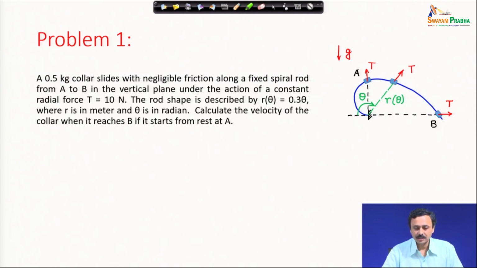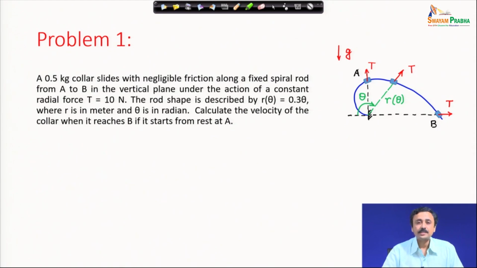The rod shape is described by r of theta. I have shown how this r is defined as a function of theta and where theta is being measured from. r of theta is given by 0.3 times theta, where r is in meter and theta is in radian. Calculate the velocity of the collar when it reaches B. B is on the horizontal plane.